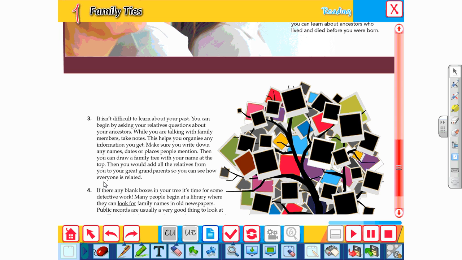So how can you start? You're going to start with your relatives, just to start to ask them questions about your ancestors. Draw a family tree and write your name at the top, and then you can write all of the names that are related to you.